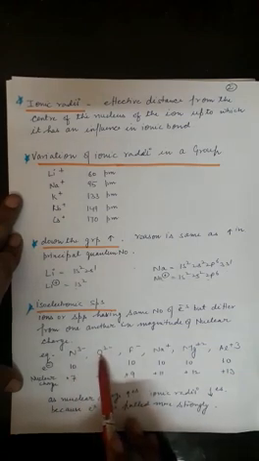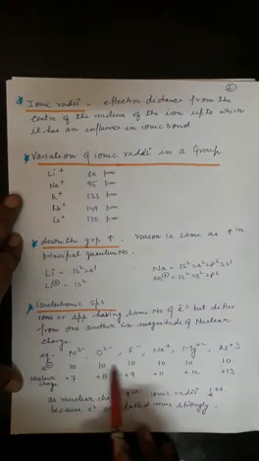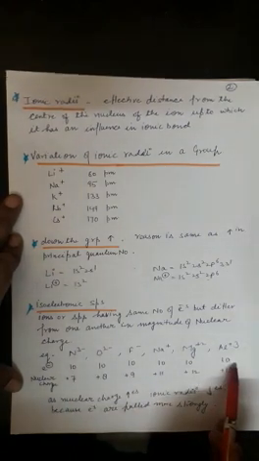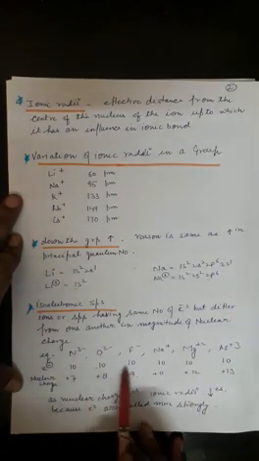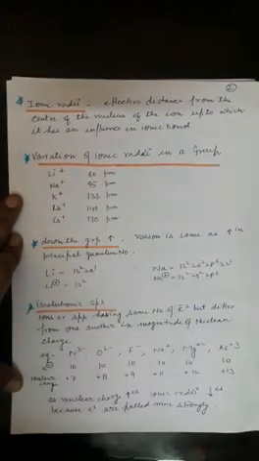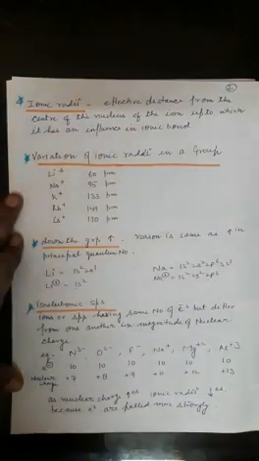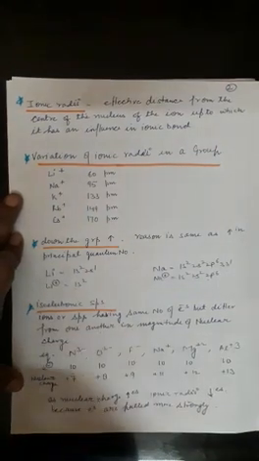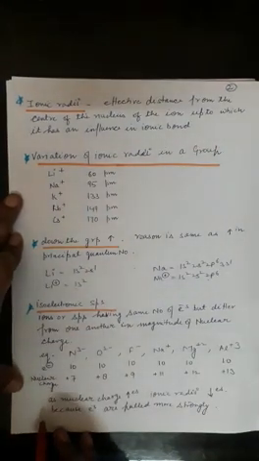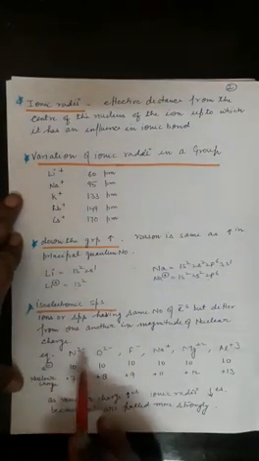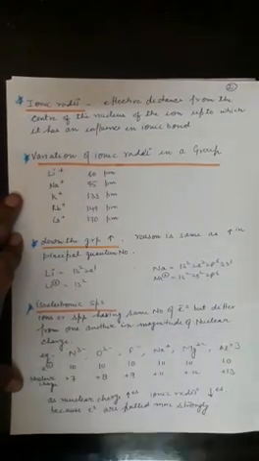Oxygen's original atomic number is 8. After gaining 2 electrons, the number of electrons becomes 10. So all these species have the same number of electrons, and they are called isoelectronic species. Now we have to discuss their ionic size, not atomic size, because they all carry a charge.